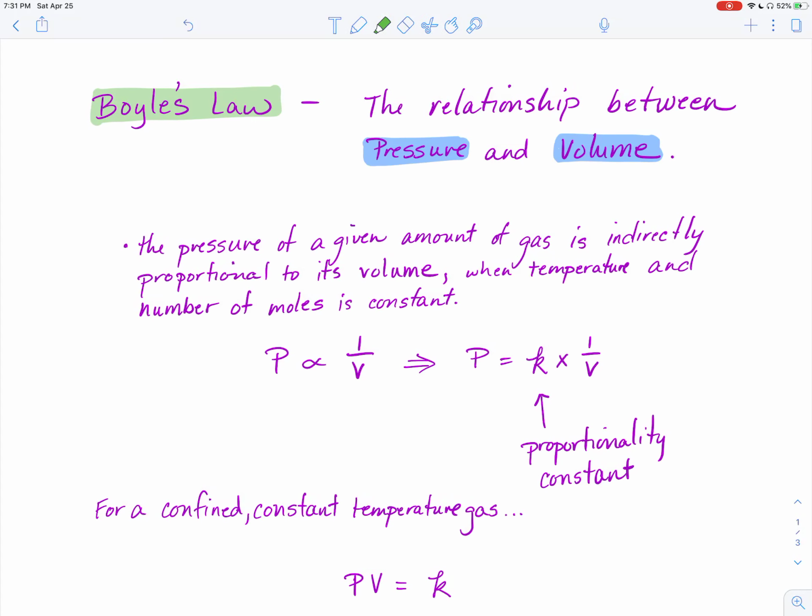In this video, we're going to look at gases' relationship using pressure and volume. Anytime you're looking at the relationship of gases, pressure and volume, this is called Boyle's law. Essentially, the pressure of a given amount of gas is indirectly, so this is very important that we notice this, proportional to its volume when the temperature and the number of moles is held constant.